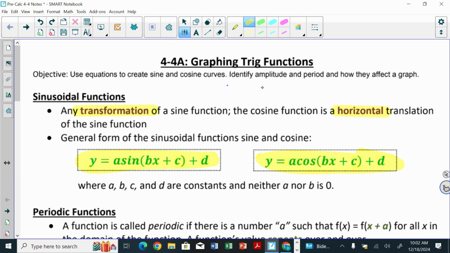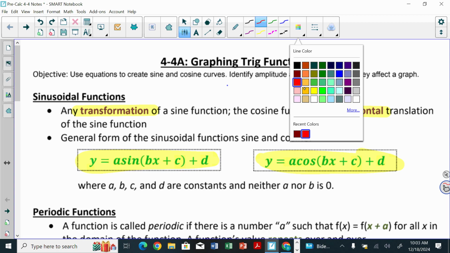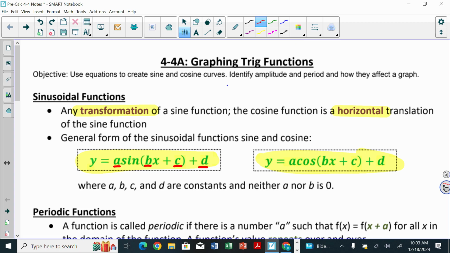All right, a, b, c, and d are all constants, and a and b can't be zero. We talked about that. So these are all going to be numbers that you plug in, and they'll do different things to your graph. Okay.